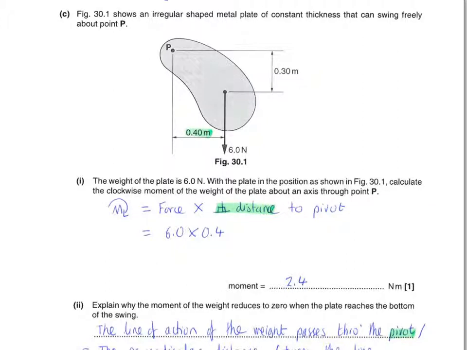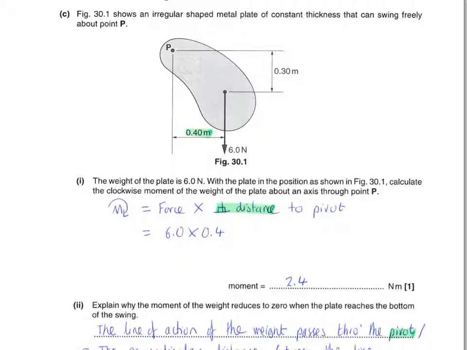Now we see an irregular shape, a metal plate, and it can swing about this point P. The text confirms the details in the diagram, that the weight of the plate is 6 newtons. But we also need to look and see that two distances are marked, a 0.4 meters here and a 0.3 meters here. We are asked to calculate the clockwise moment of the weight about the point P.